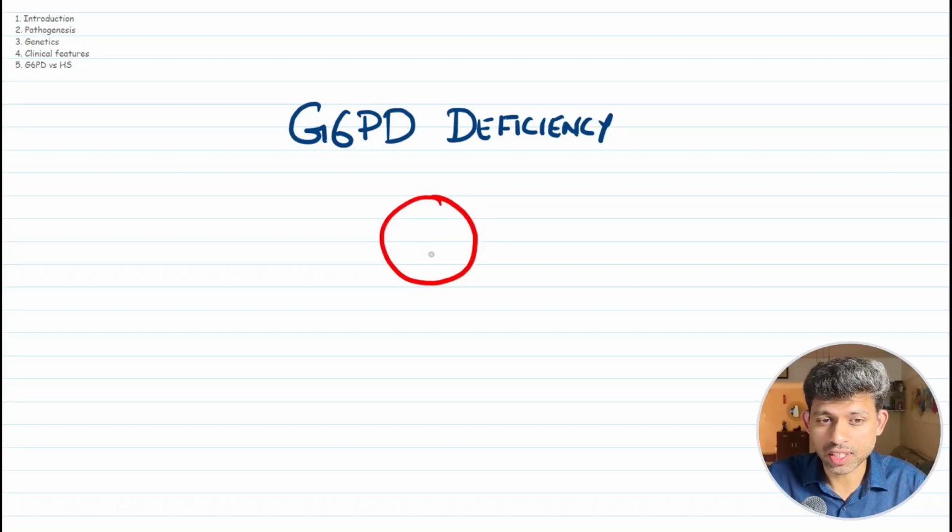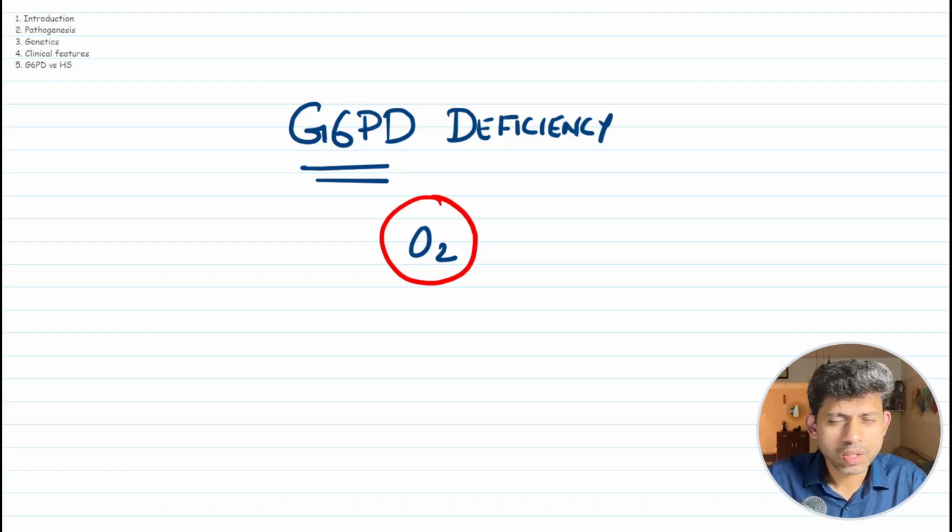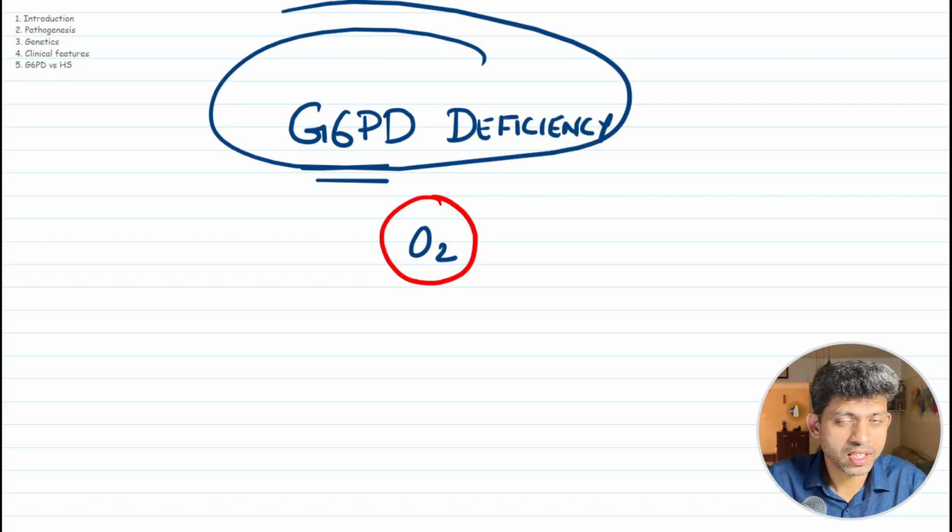RBCs carry oxygen. They are normally under very high oxidative stress. But RBCs don't have any nucleus. So how do they produce this enzyme? And what happens in G6PD deficiency?